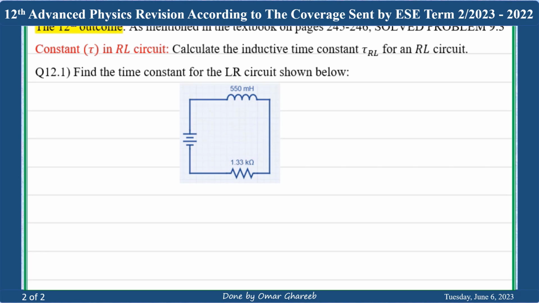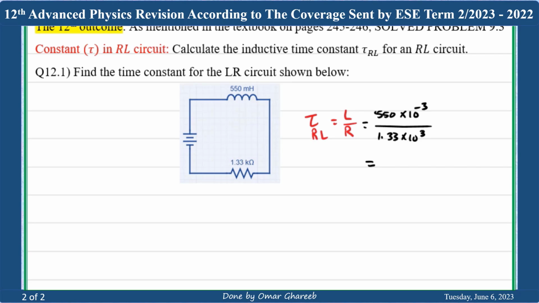The time constant is tau RL. It is L over R. Simply substitute from the graph. L is 550 millihenry, so it is 10 to the minus 3. Then R is 1.33 kilo. Kilo is 10 to the 3 ohms.